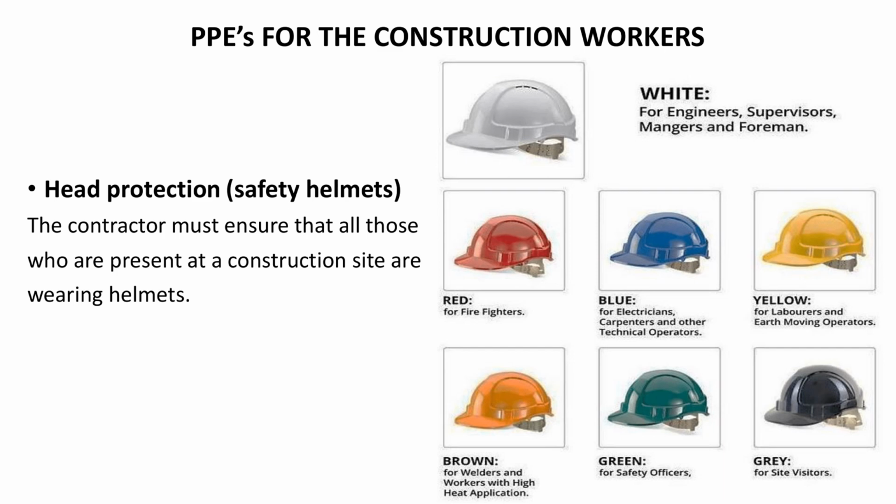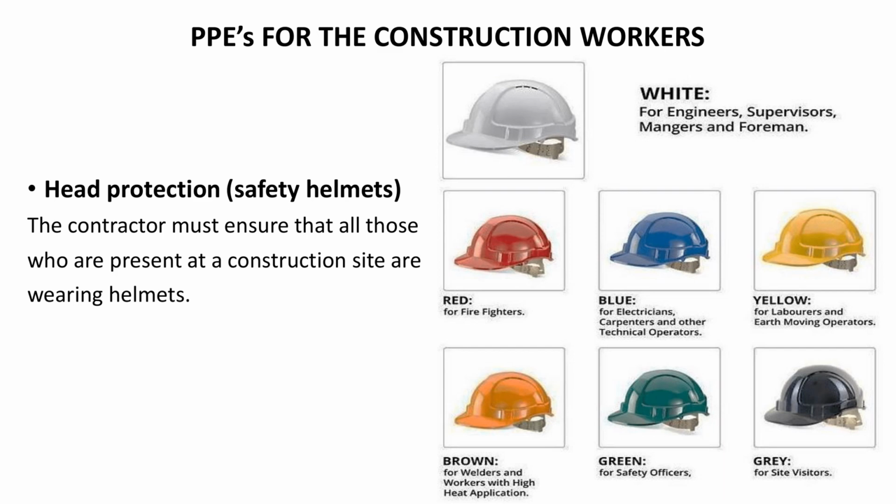Head protection or safety helmets. The contractor must ensure that all those who are present at site are wearing helmets. We have different color codes for helmets that we generally use at a construction site. White helmets are for engineers, supervisors, managers and foremen. Red helmet is usually for firefighters.